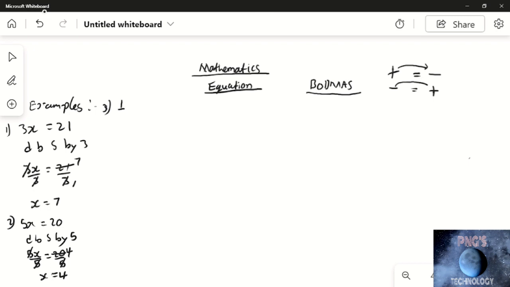We're given 1 over 2 x equals 5. So balancing, we cross multiply in this case. Cross multiplying, we have 1x times 1 equals 2 times 5. 1x times 1 is x, 2 times 5 is 10. So that's our answer.